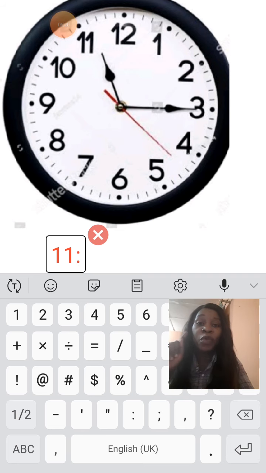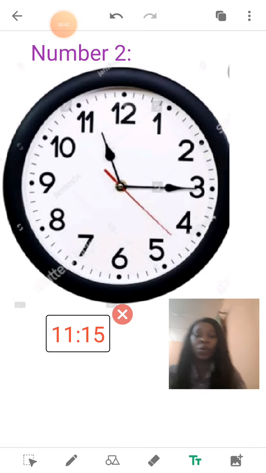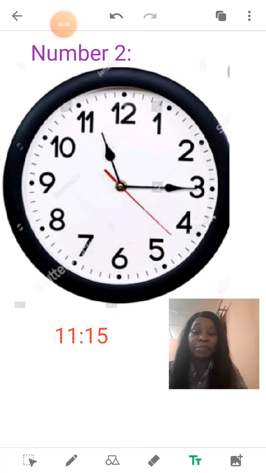Remember, every number the minute hand touches represents 5 minutes. So you have to count from 1 to get the original minutes the minute hand is touching. So we start from 1, 5, 10, 15. So the time is 11:15. If I'm to interpret that in words, I will have 15 minutes past 11. But just leave it at 11:15.